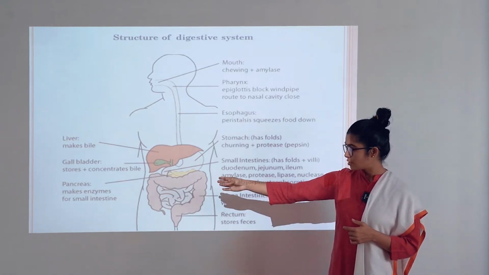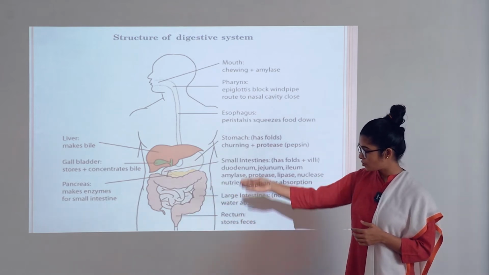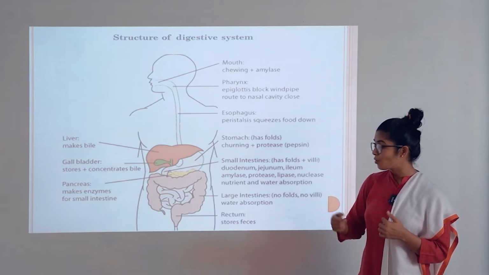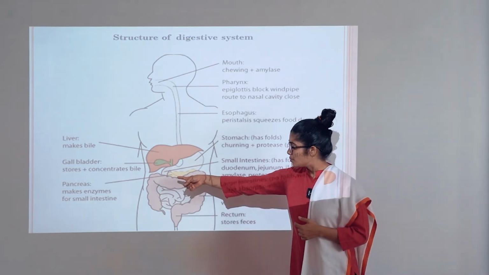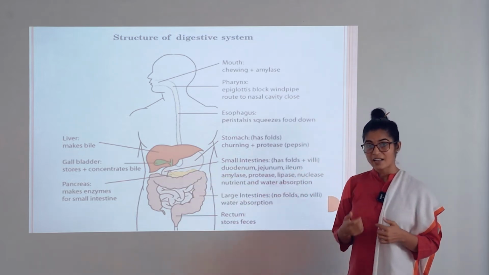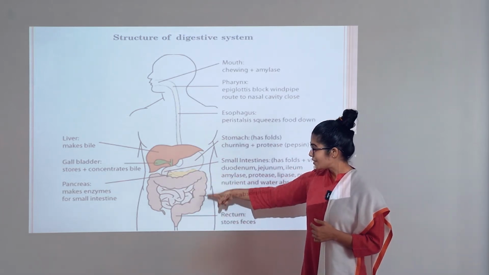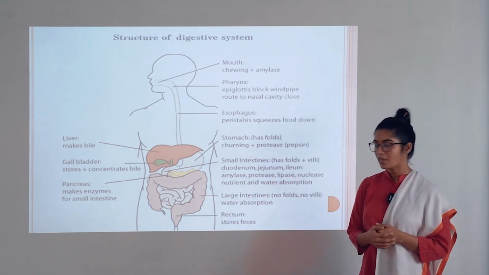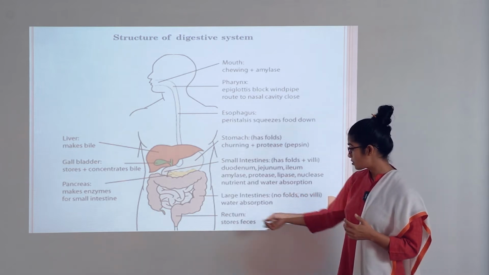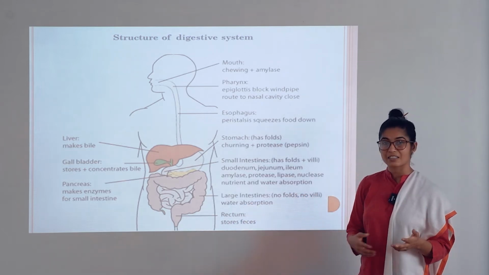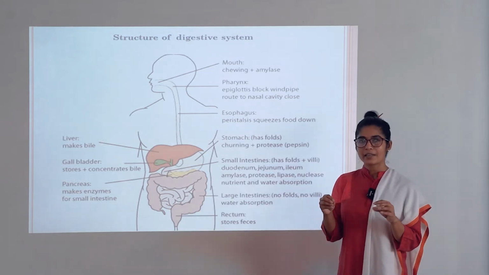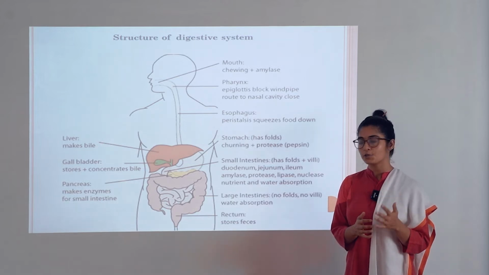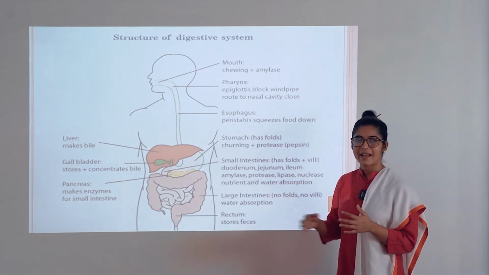If we start from the right side, the first segment is called the ascending colon, and then this segment is called the transverse colon, and this segment is called the descending colon, and the last one is called the sigmoid. Okay, and at the end is the rectum, which stores feces. Whatever waste remains from the food after the absorption of all nutrients is collected here in the rectum.